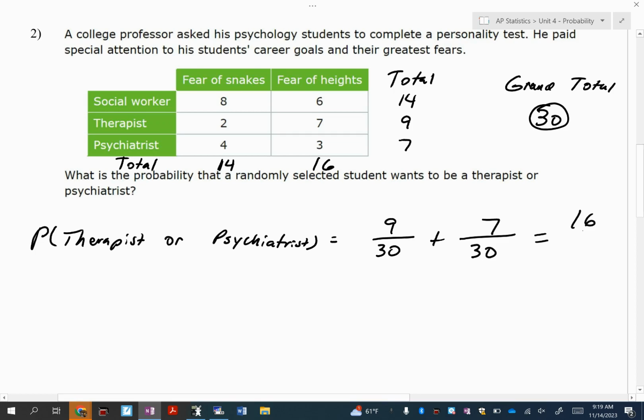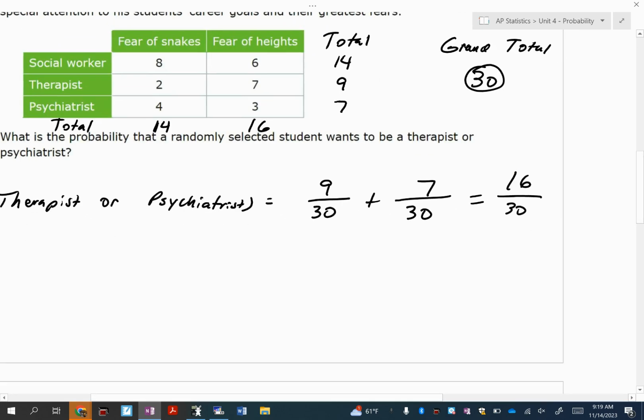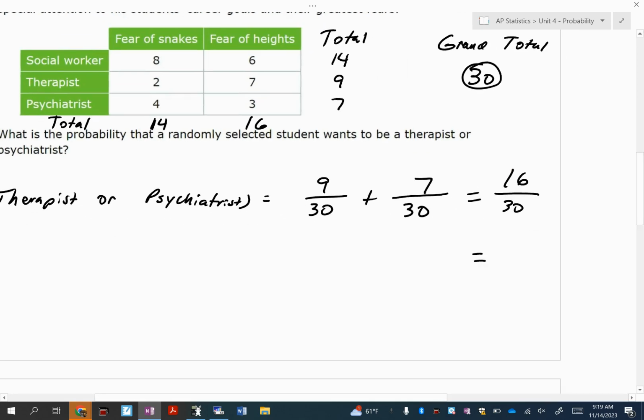So that's 16/30ths. Can you reduce that? Yes. Divided by 2? 8/15. Okay, it's okay, right? It's your Monday.